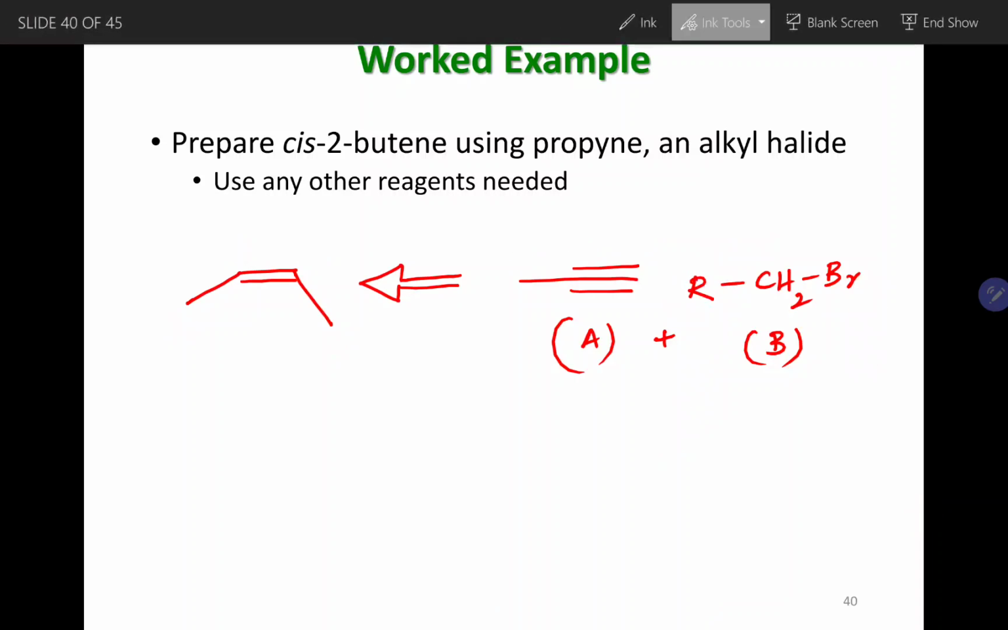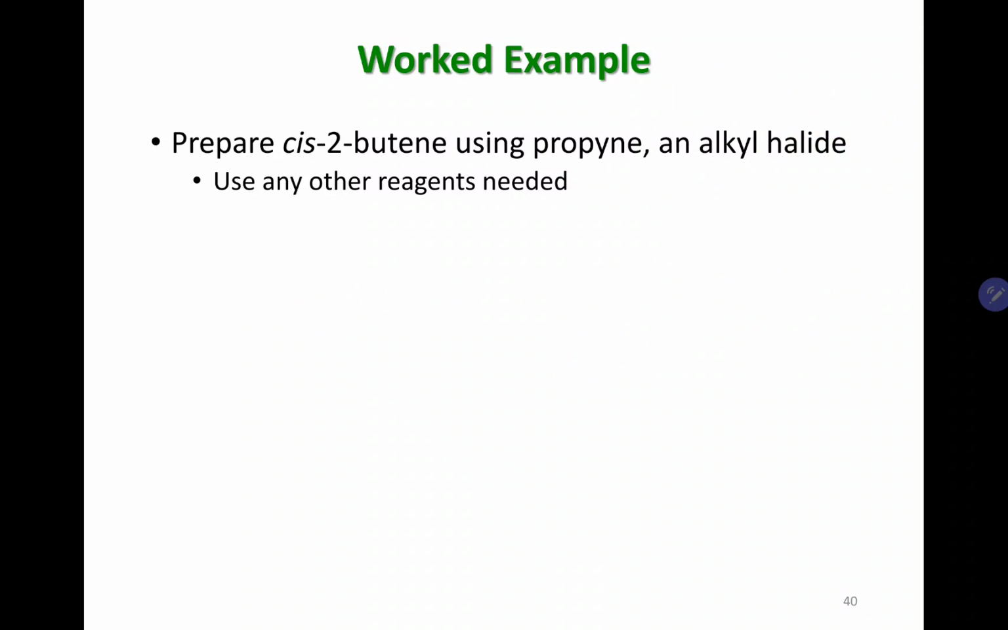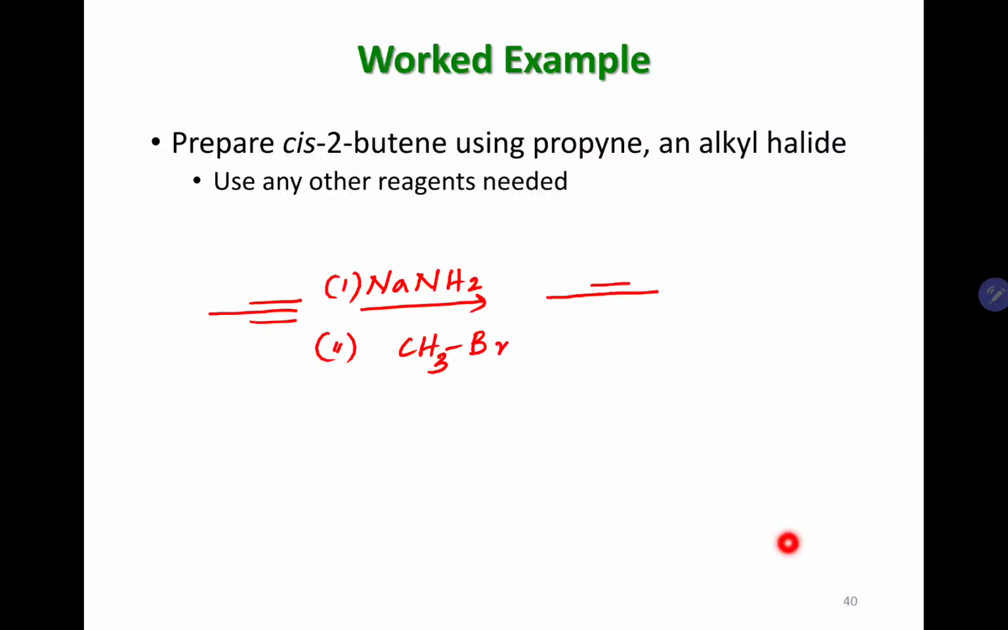So let me erase everything. We are going to start with our propyne, and to this propyne we will deprotonate using NaNH2, of course. That will be our first step. In the second step we will use an alkyl halide with 1 carbon, which is CH3Br. You can use a solvent, but let's not worry about it at this moment. And you will get 4 carbons, right? So your product will have 4 carbons.